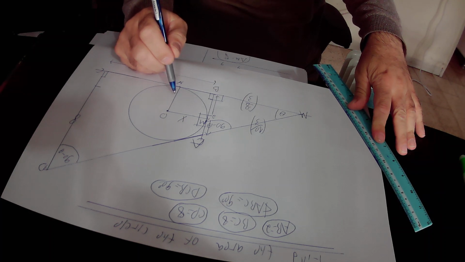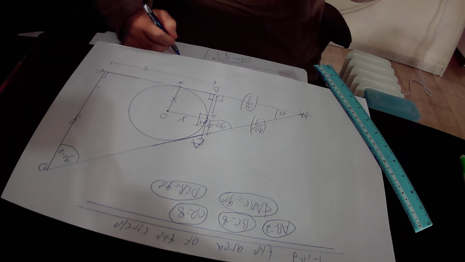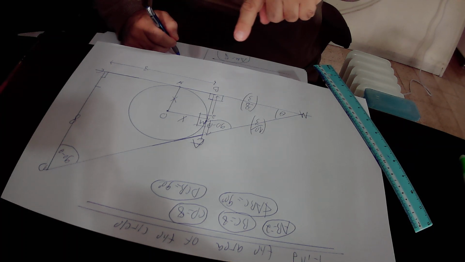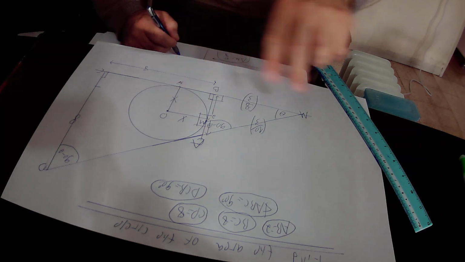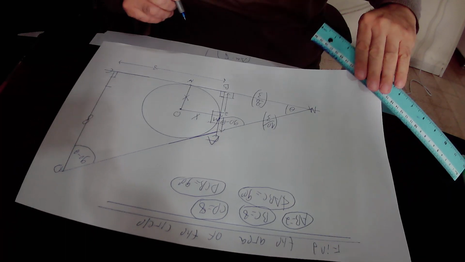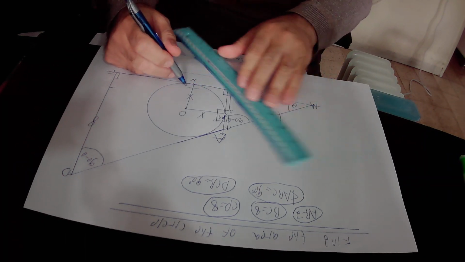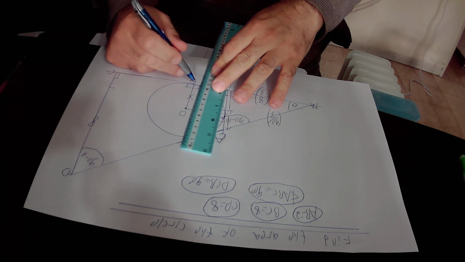ON is the radius of the circle that is equal to X. The radius ON is perpendicular to point N, that is the point of tangency. Whenever you have a radius that is perpendicular to the point of tangency, then tangent BC will be perpendicular to the radius NO. If BC is perpendicular to NO, it means that this angle equals 90 degrees. This angle equals 90 degrees according to rule number 1.